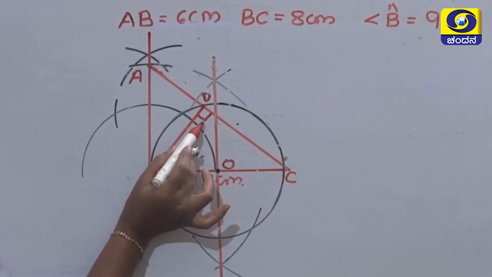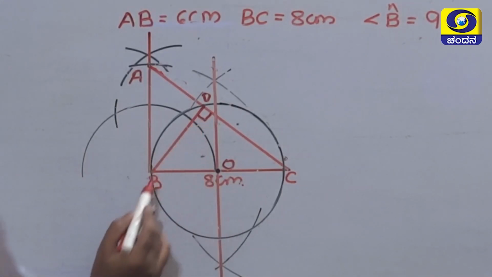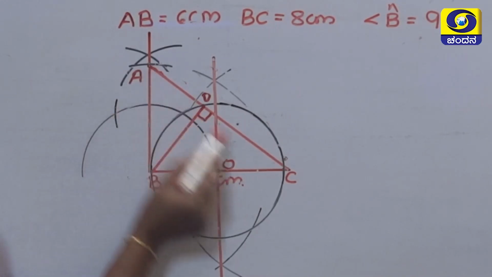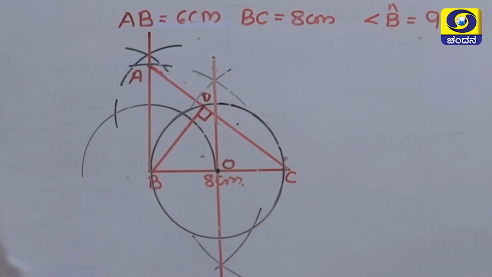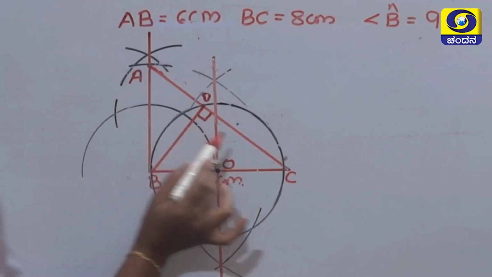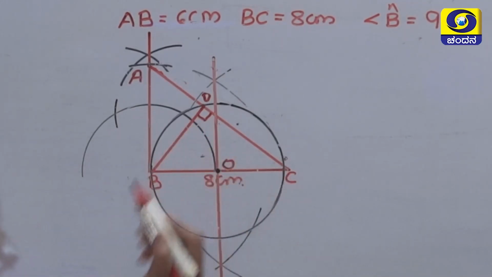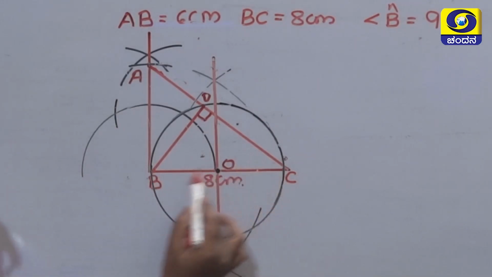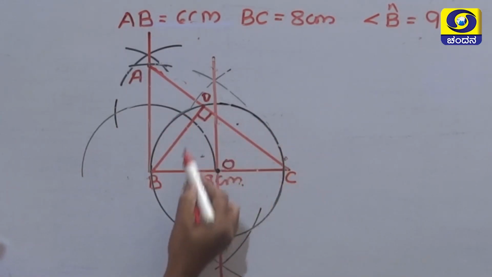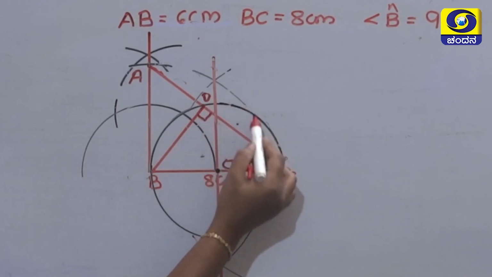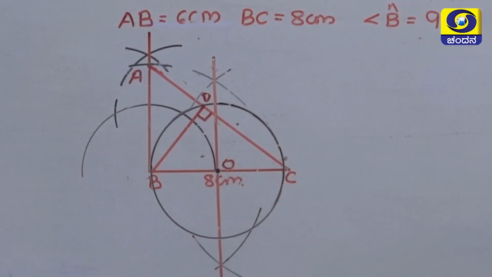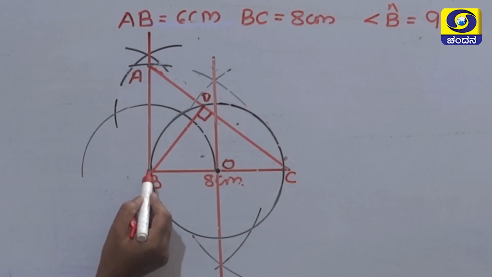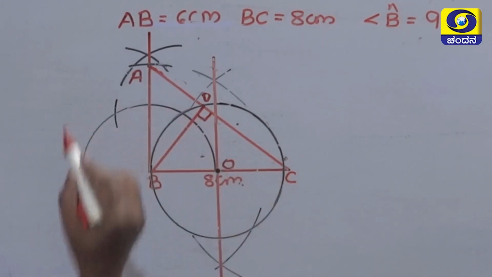Here we have right angle at this point. Now BD is perpendicular to AC. This angle is right angle because BC is the diameter and BC makes semicircle, and the angle on any point on the semicircle is always right angle. So we have BD perpendicular to AC.